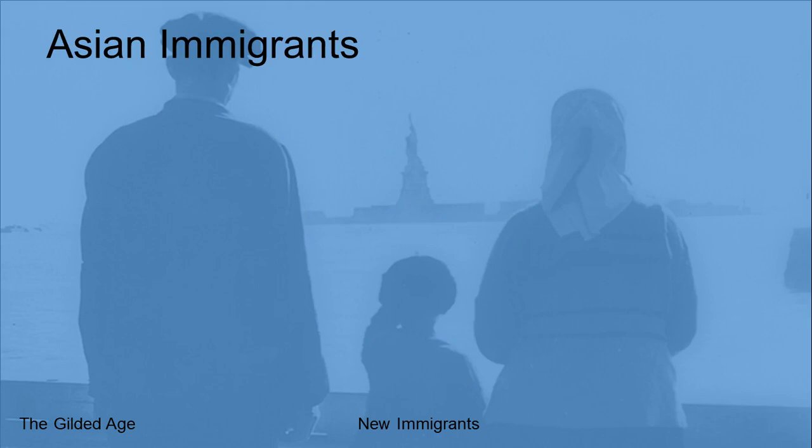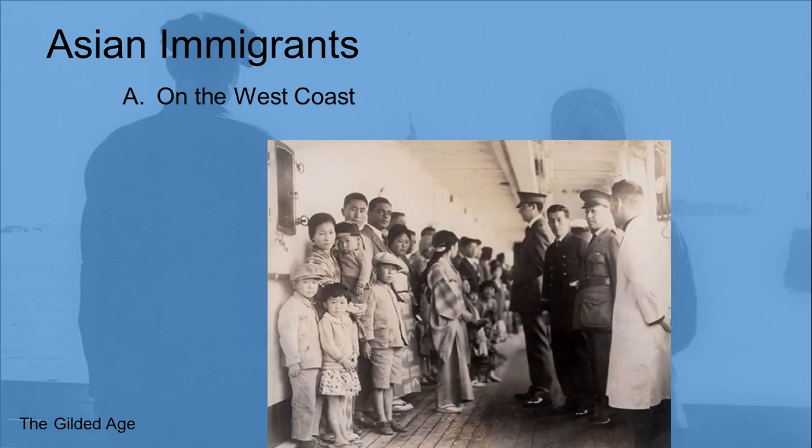Now, another group that's moving in here, we don't consider them to be new immigrants. New immigrants are those Southern and Eastern Europeans. On the other side of the country, on the West Coast, we have Asian immigrants. So they're specifically on the West Coast. Some of them might make their way to New York City, but for the most part, this is going to be a West Coast thing.